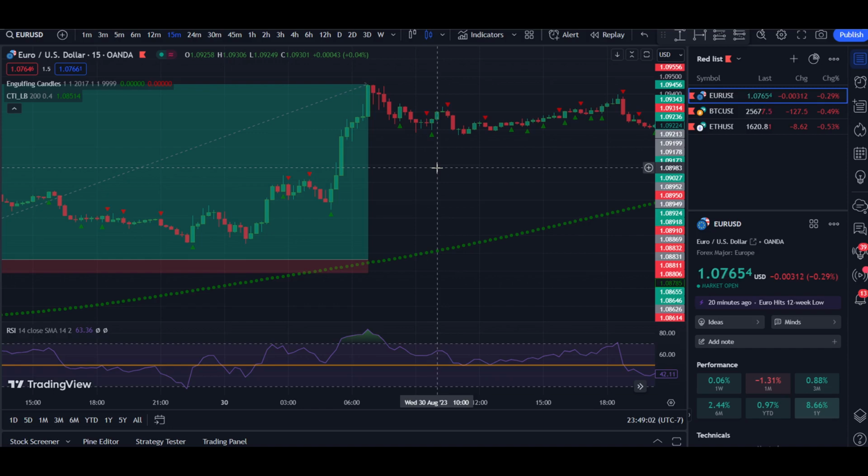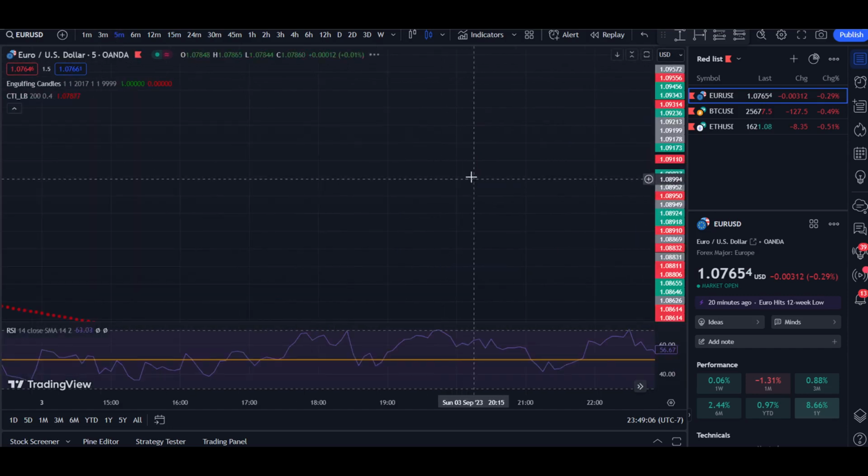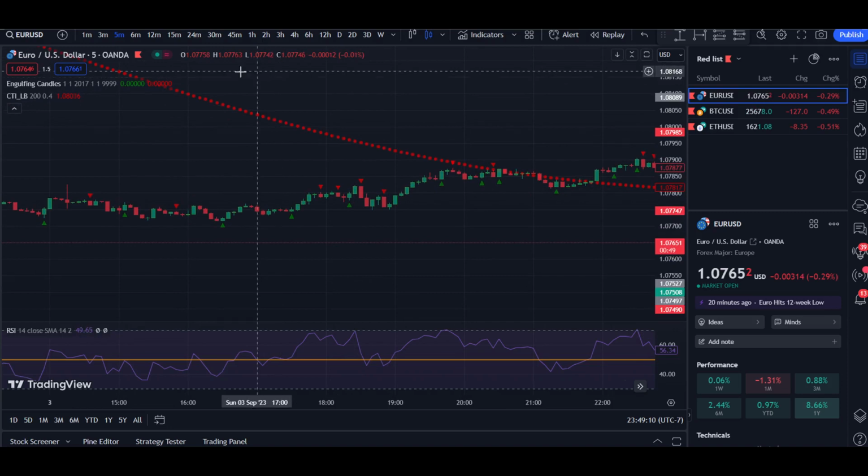I highly recommend doing this only for the higher time frames. If you do it with the smaller time frames, such as the 5-minute, you're going to be getting multiple alerts off the hook, and it's going to get pretty annoying.